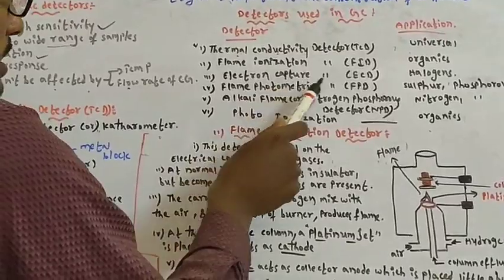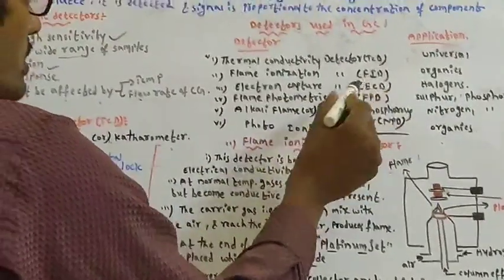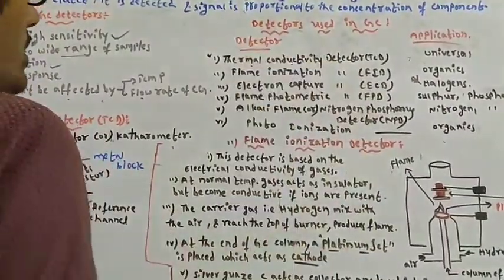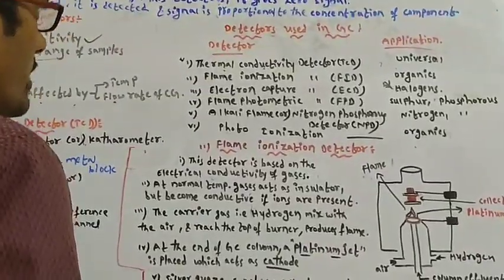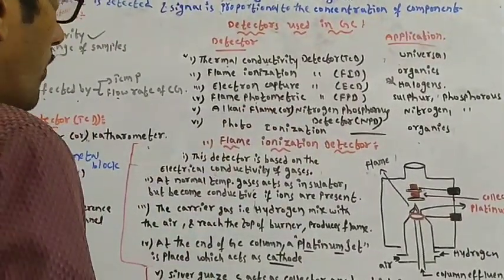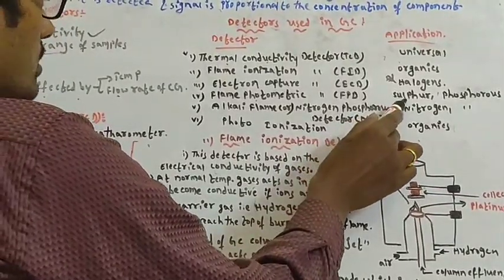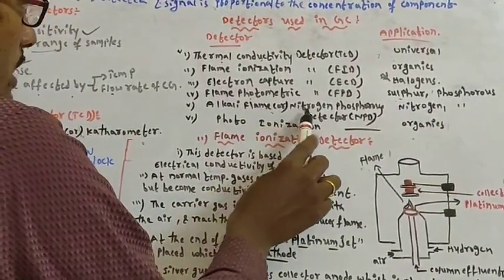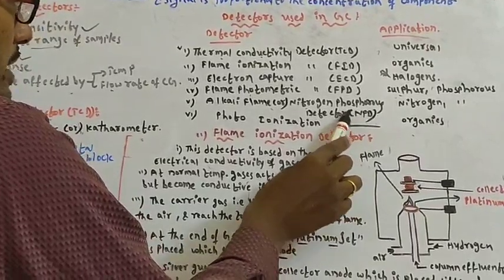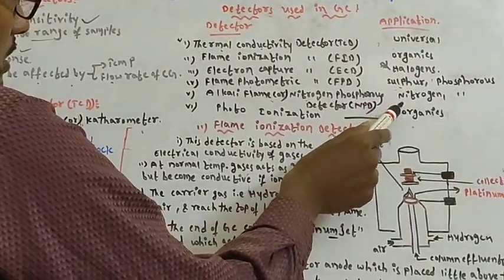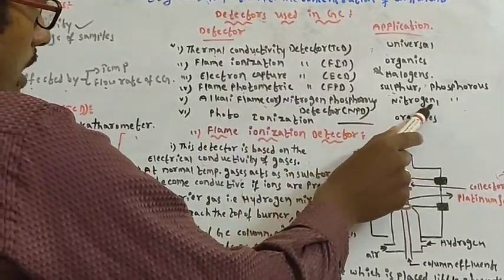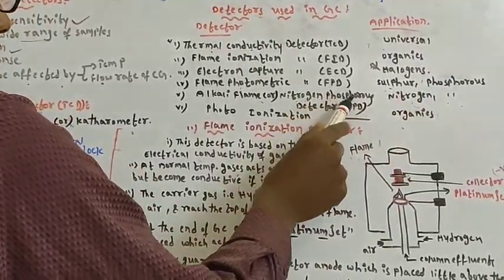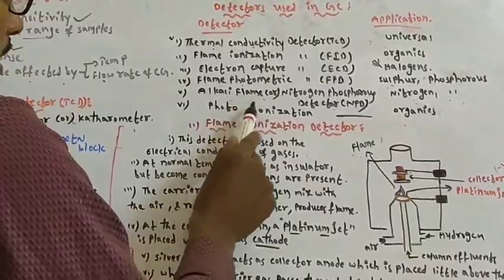Then the electron capture detector, simply ECD, mainly for halogens. This is an important term. Which kind of GC detector is useful for determination of halogens? The electron capture detector. Then the flame photometric detector, which is useful for identification of sulfur and phosphorus. Then the alkali flame detector, also known as the nitrogen phosphorus detector, short form NPD. It is useful for determination of nitrogen and phosphorus. That's why it is known as the nitrogen phosphorus detector, also known as alkali flame.